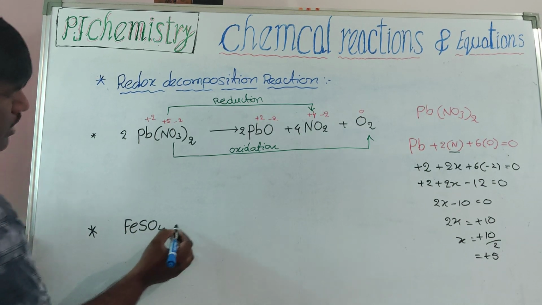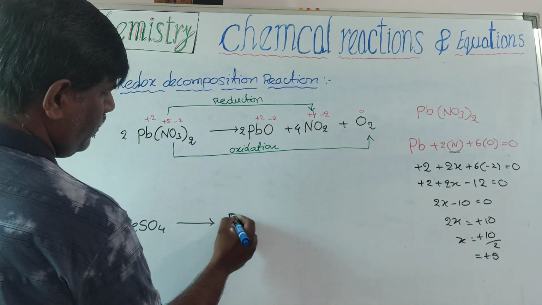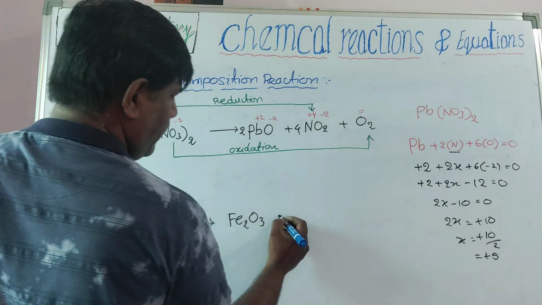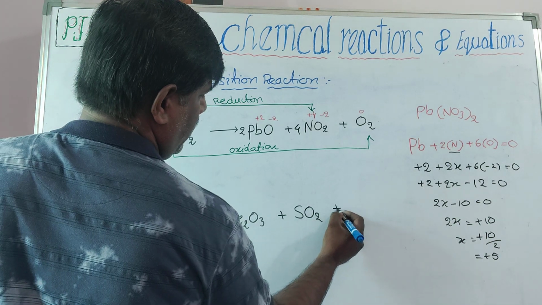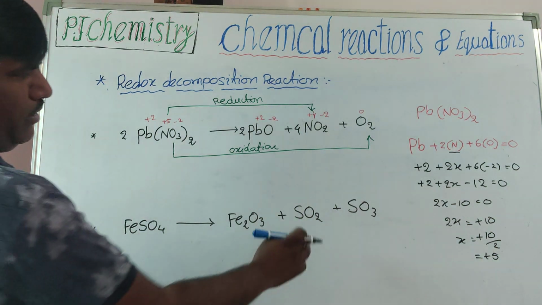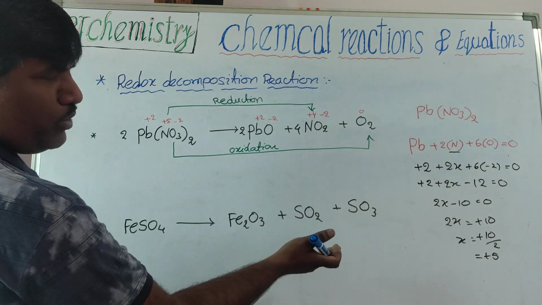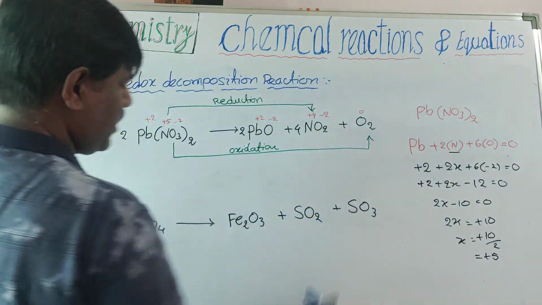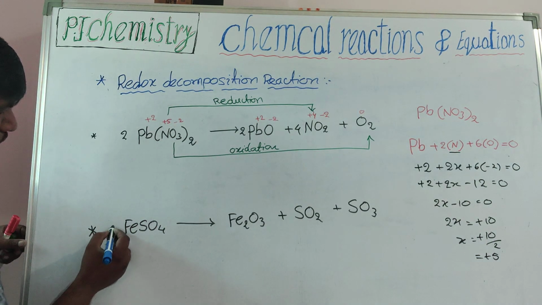FeSO4 decomposition. It will form Fe2O3, SO2, SO3. Here we are getting SO2: 2 oxygens each gaining 2 electrons means +4 sulfur. Here 3 oxygens getting means +6 sulfur. There only the changes occur. So obviously we will get it.